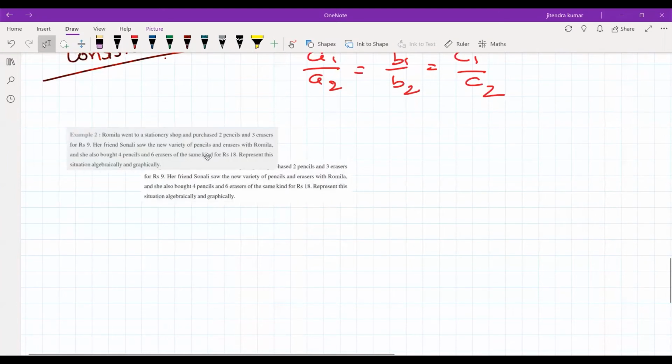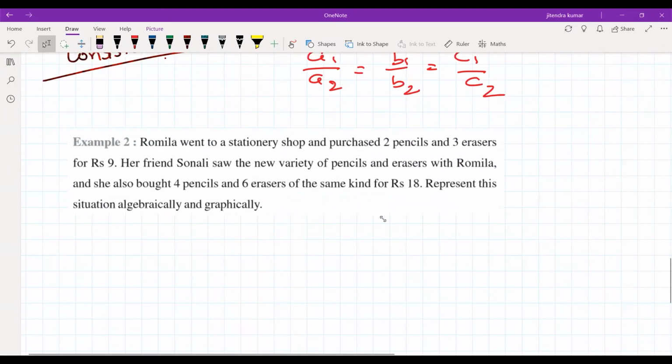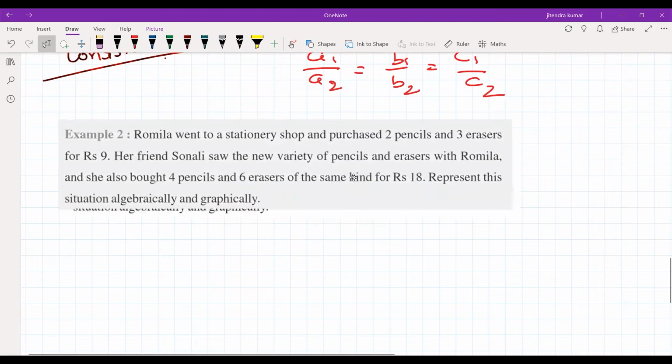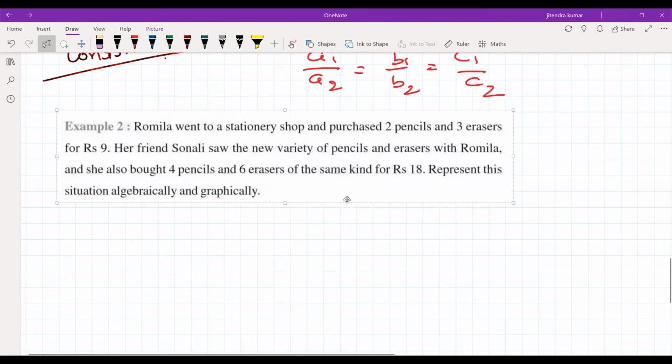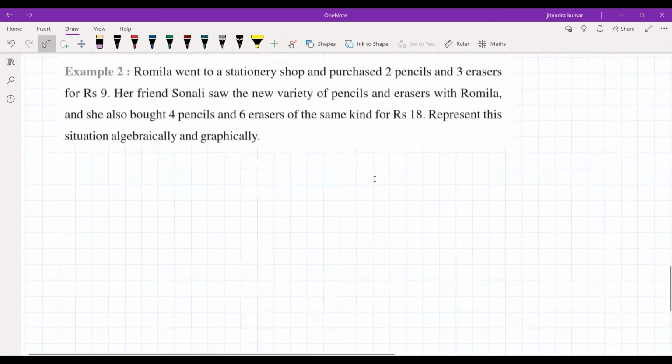So this is your example 2 from your NCERT book. This is based on the application of linear equations. I think all of you are already familiar with this. We have to create the equations first from the given data, and then we are going to solve it.